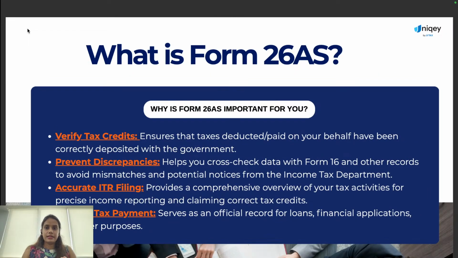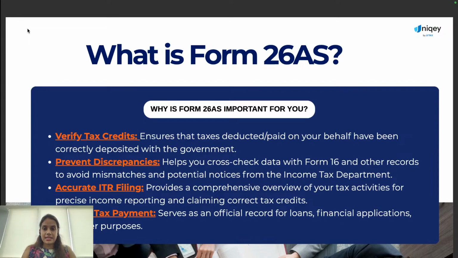So here, why is Form 26AS important for any person? We can verify our tax credits, obviously, because 26AS ensures that whatever taxes have been deducted or paid on our behalf have been correctly deposited with the government. We can verify that with 26AS because all the entries will be mentioned in it. It prevents discrepancies as well, which helps us cross-check the data from Form 16 and other records to avoid mismatch and potential notices from the department.